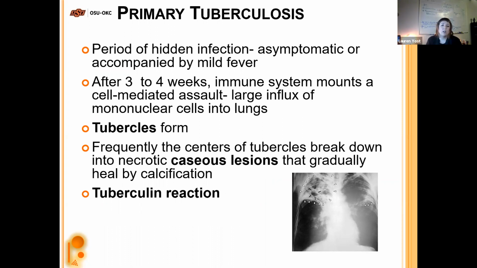Within 3 to 4 weeks, the immune system will mount a cell-mediated assault. It takes a while for it to build up that defense against the bacterium, but it will happen over the course of 3 to 4 weeks. A large influx of the mononuclear cells will come into the lungs to try to fight the bacteria. That's when we see formation of tubercles. Frequently, the centers of the tubercles will break down, so they have those caseous lesions, the cheesy looking, nasty, and then whenever they are healing over, they calcify and harden. Also, at this point, you would be positive for the tuberculin reaction.